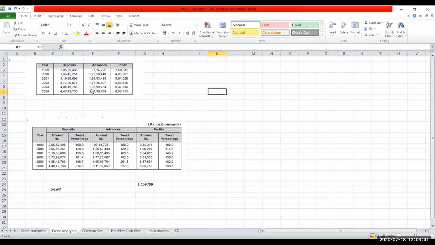So what is happening? See, that's what I told you. Deposits and advances are the main kind of activities we have in the bank, right? So we'll see the deposit is increasing by 129% in the year 2000, and the advance is also increasing by 129%. And if I see 2002, it is 181%, and this is also almost 182%. It's also the same actually. It is fine.